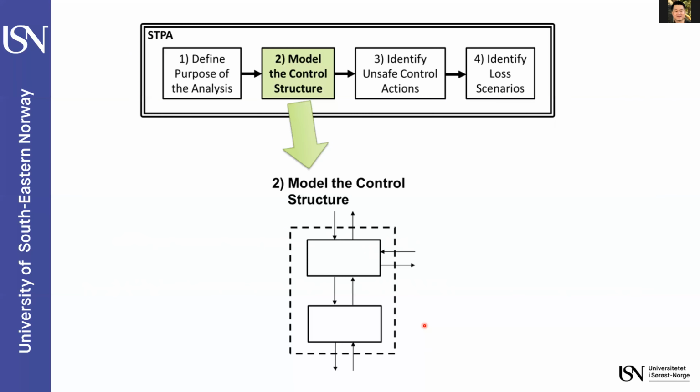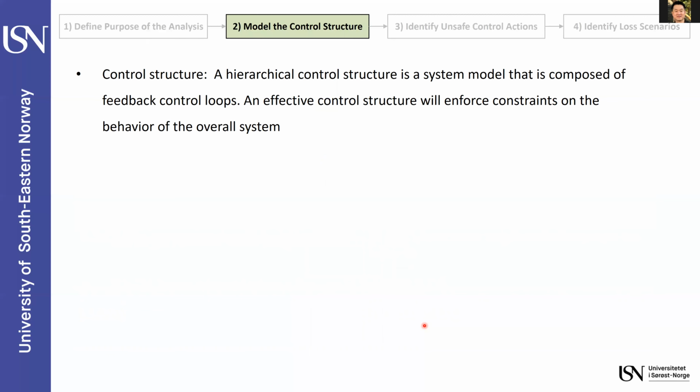And the next step is to model the control structure. And this is one of the most important steps in the STPA. And the control structure is defined like this in STPA. A hierarchical control structure is a system model that is composed of feedback control loops. So an effective control structure will enforce constraints on the behavior of overall system.